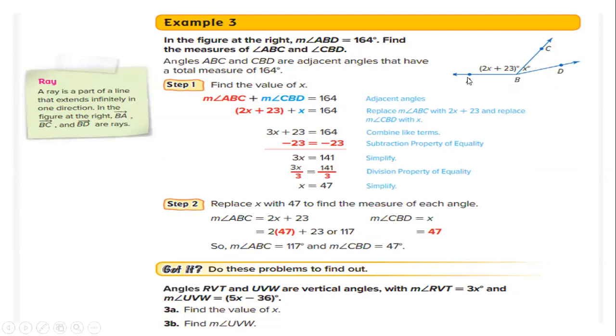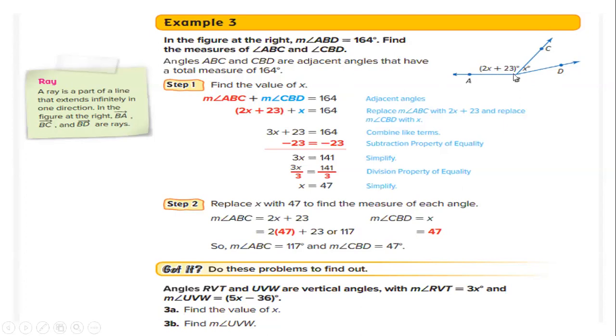ABD is an angle cut into smaller angles. So now ABC and CBD, both of them are neighbors, so we call them adjacent angles. So if the big one, ABD, is 164, so ABC and CBD, both together, if you add them, they are equal to 164.